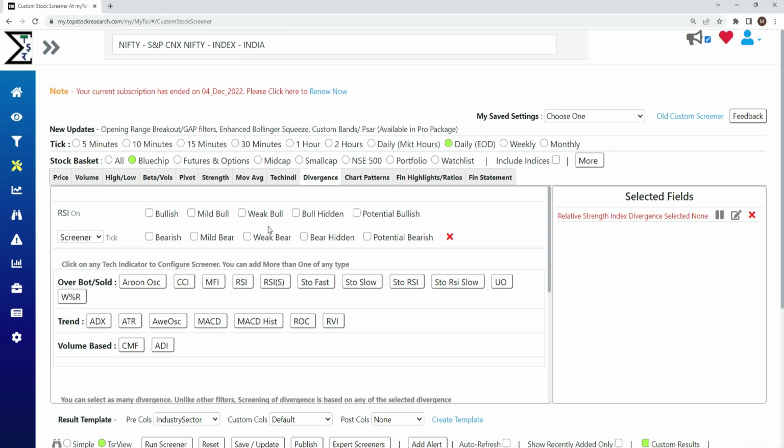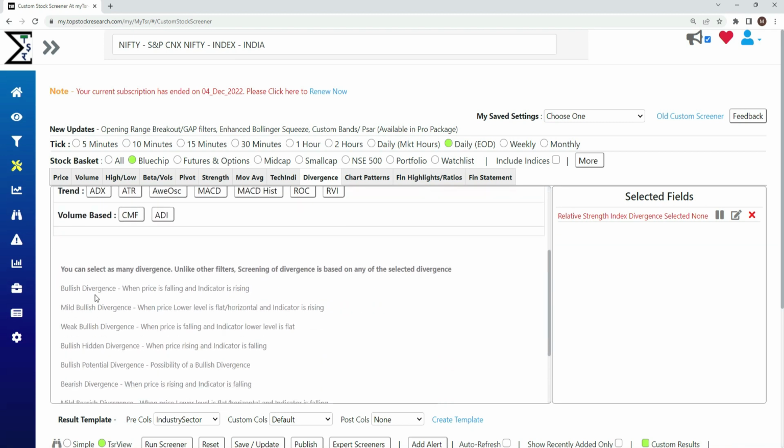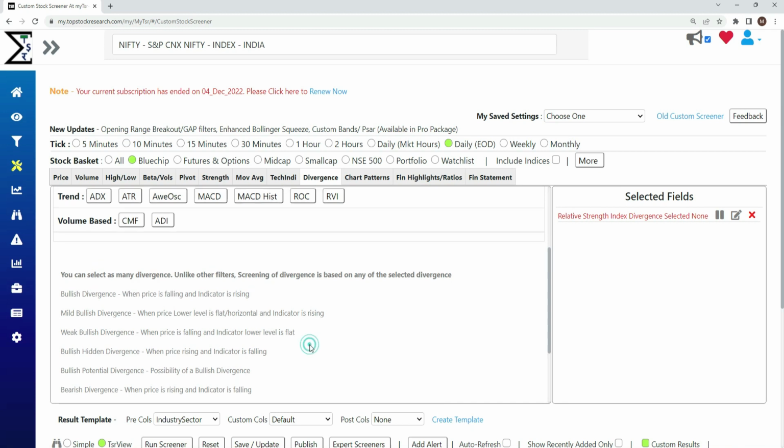You have bullish, mild bullish, weak bullish, bullish hidden, and potential bullish, right? If you want a little bit of commentary, there's a very simple explanation of it. Basically, the divergence that we were talking about is price is falling, indicator is rising, right? Similarly, the other directions are here.